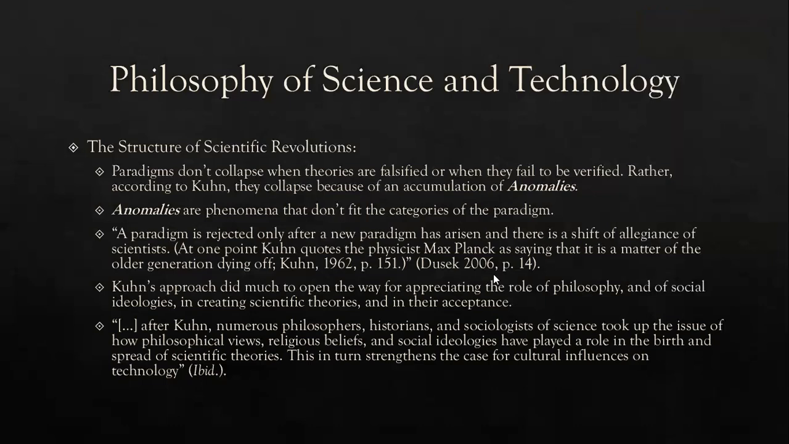So Kuhn's approach was pretty cool. It did a lot to open the way for appreciating the role that philosophy, different social and political ideologies, perhaps even religious ideologies, can play in creating and accepting scientific theories. To continue, quoting from Dusek on page 14: after Kuhn, numerous philosophers, historians, and sociologists of science took up the issue of how philosophical views, religious views, and social ideologies have played a role in the birth and spread of scientific theories. This, in turn, strengthens the case for cultural influences on technology. Very interesting.